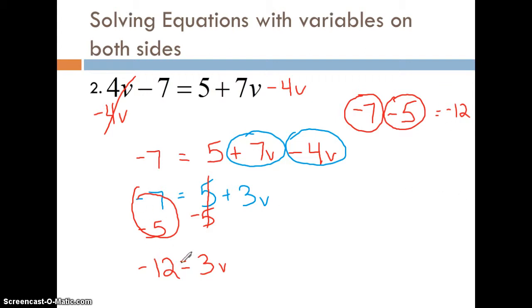But back over here, negative 12 equals 3V, in which you want to get rid of your coefficient by dividing by 3. And V equals 4, except you have a negative divided by a positive, which is negative. So your final answer will be negative 4.